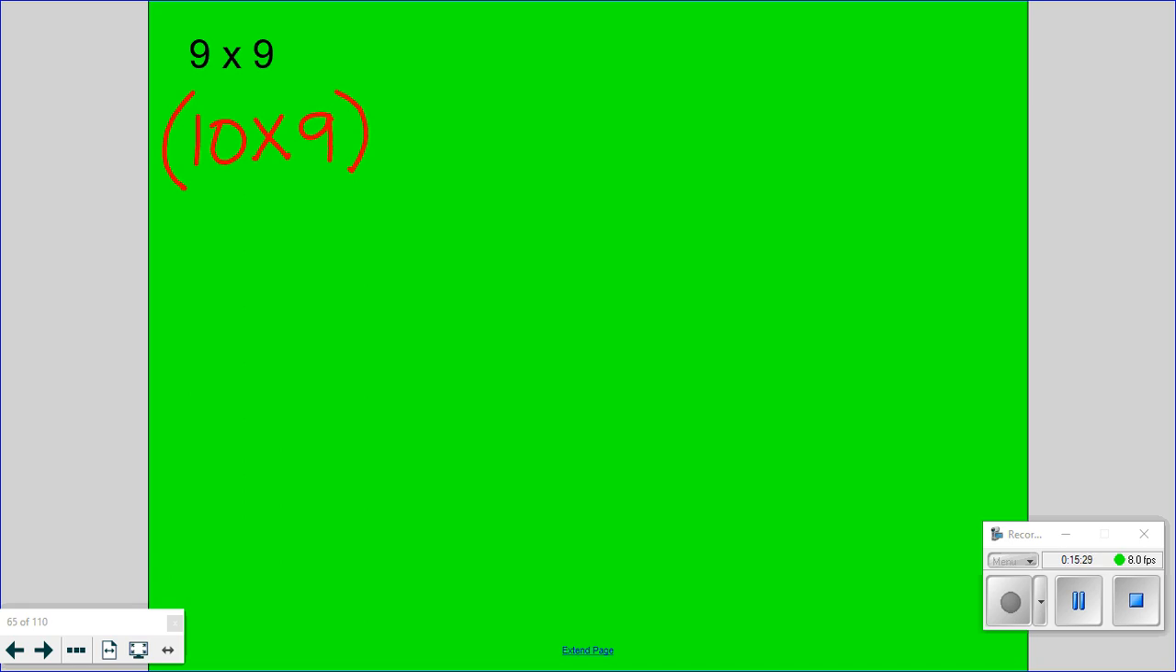How do I get from 10 groups of 9 back to 9 groups of 9? Because 10 groups of 9 is not what I want. Grayson? I'm going to take away, not a 9, one group of 9. I'm writing, you're writing.